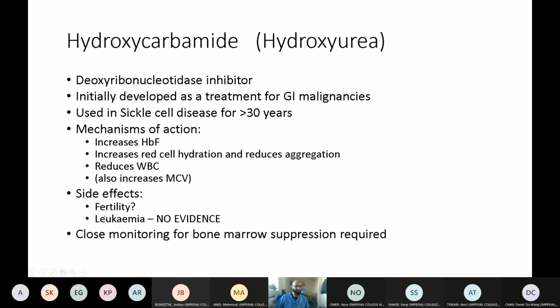The theoretical risk of leukemia is another major concern for patients and another reason why many patients decline hydroxycarbamide. But clinical studies, including the cooperative study in the US which I referred to earlier, have shown no evidence of an increased risk of leukemia above the general population in patients taking hydroxycarbamide in sickle cell disease. Okay. And patients on hydroxycarbamide obviously do require close follow-up and monitoring for evidence of bone marrow suppression.